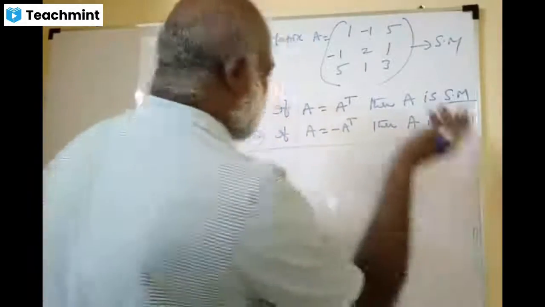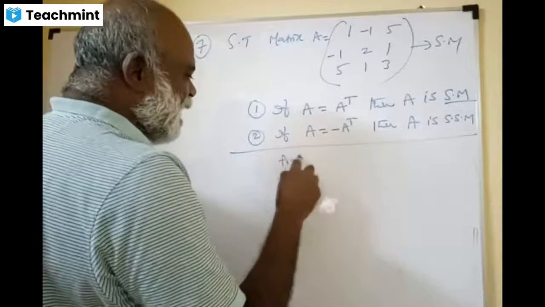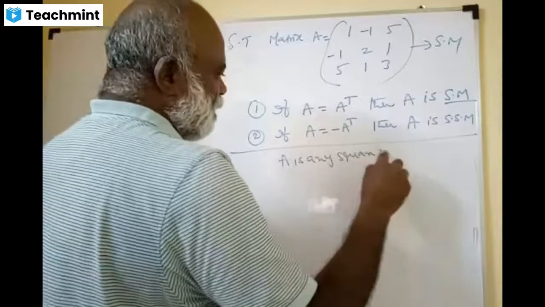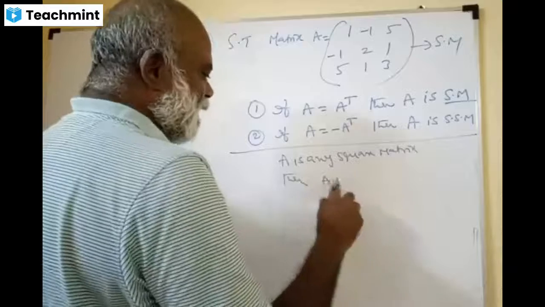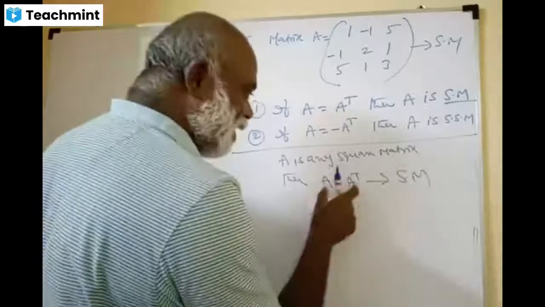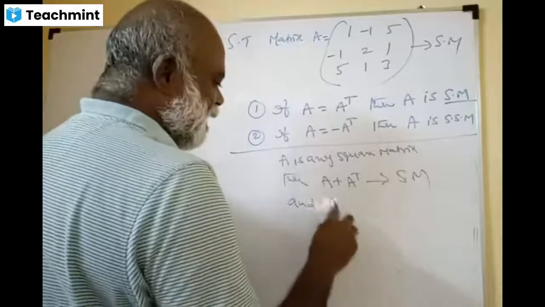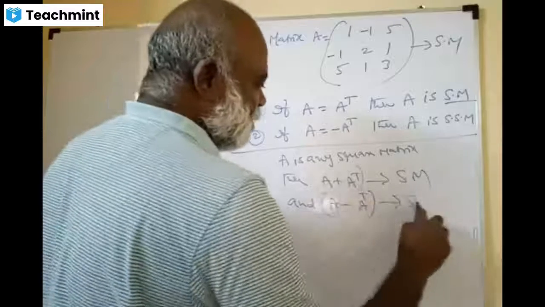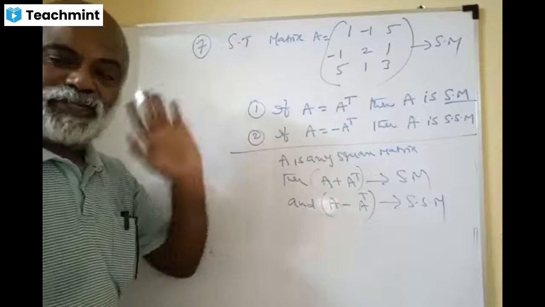Now, another condition. A is any square matrix. Then A plus A transpose is a symmetric matrix, and A minus A transpose whole together is a skew symmetric matrix. This is the difference; the confusion should not come to us.